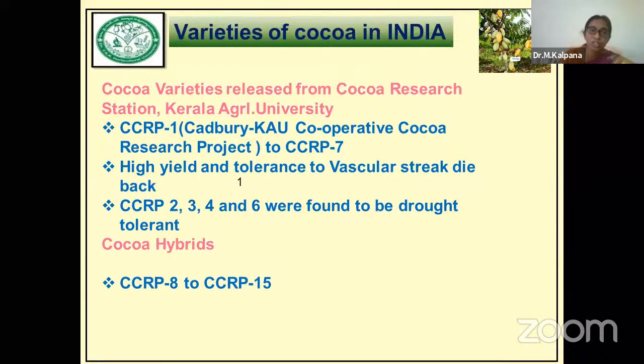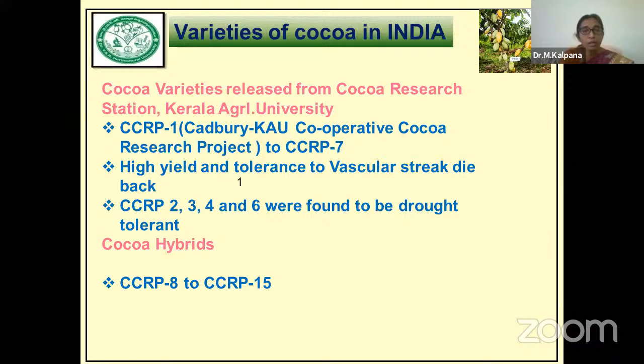That cocoa research station comes under Kerala Agricultural University. They had a combined project with Mondelez India Limited, formerly called Cadbury's India Limited. So they had released a series of Cadbury KAU cooperative cocoa research project varieties, CCRP 1 to CCRP 7.